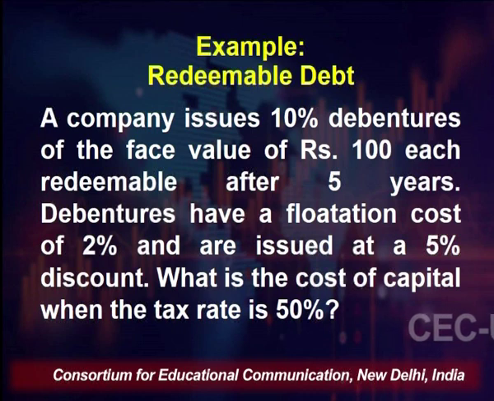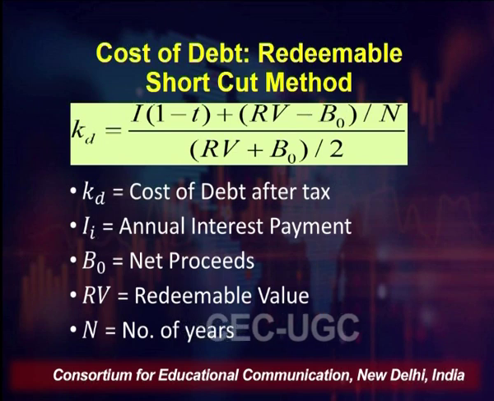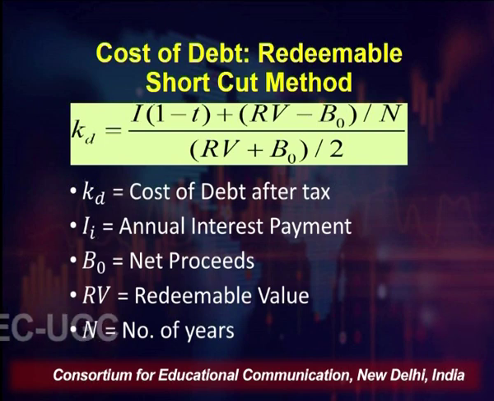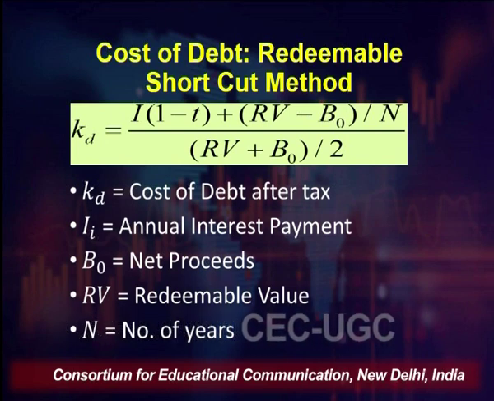Okay, so everything is covered in the example that we have discussed so far. 10% is the interest rate, face value is 100 rupees, time period is 5 years, flotation cost is 2% and these are issued at 5% discount. Now, you can see on your screen, this is the formula that we are going to use for the shortcut method. We are not doing it by the trial and error method, we are doing it by the shortcut method.